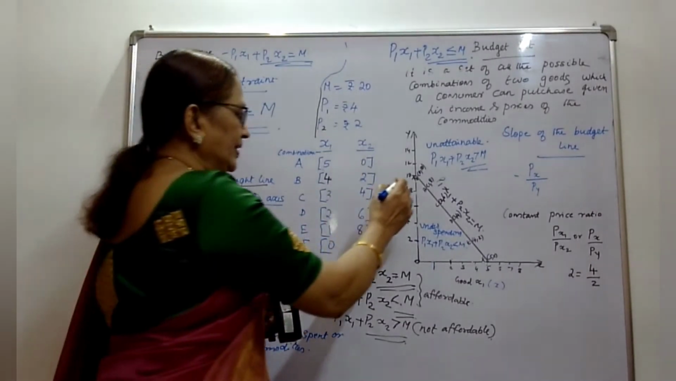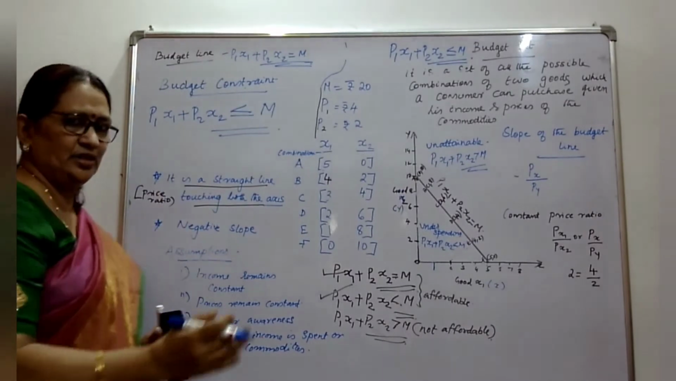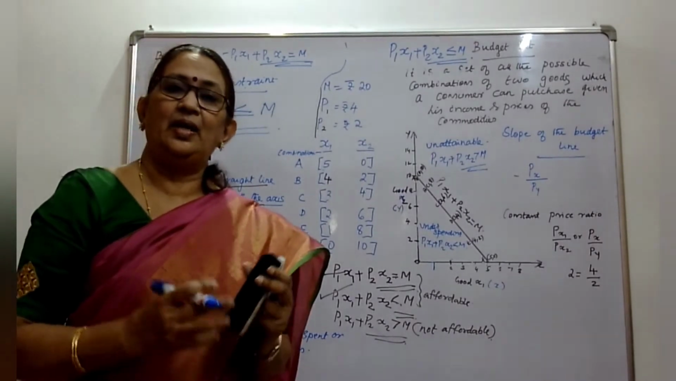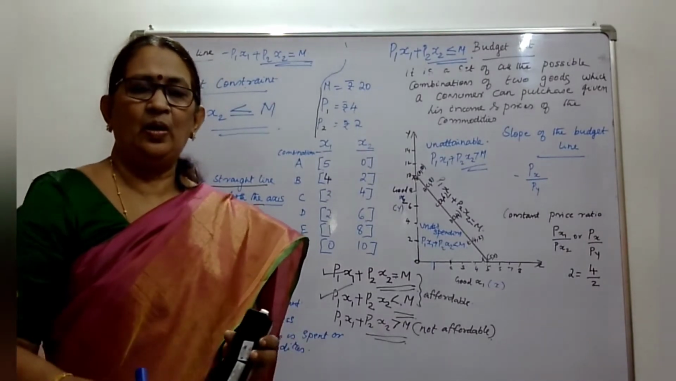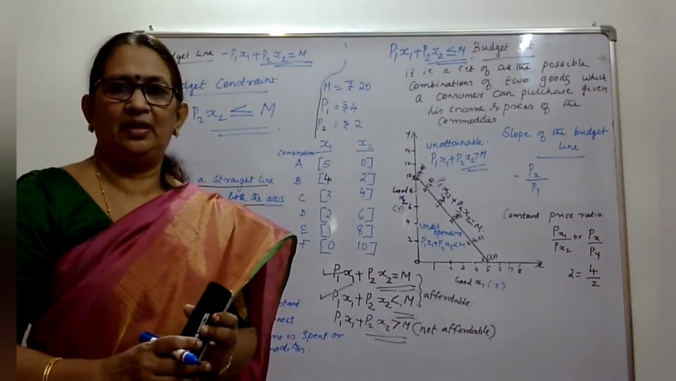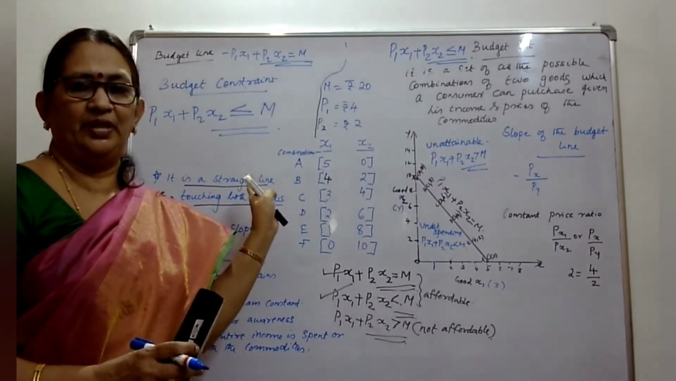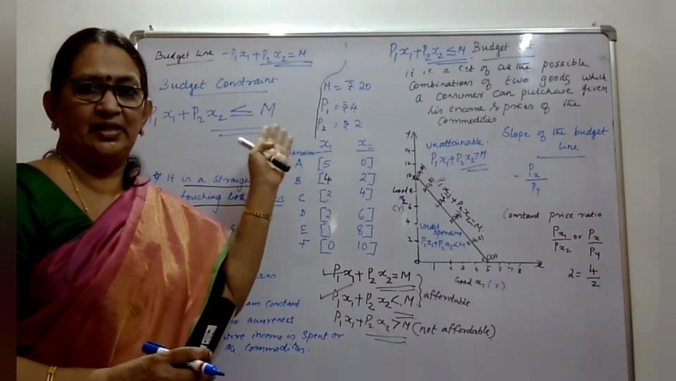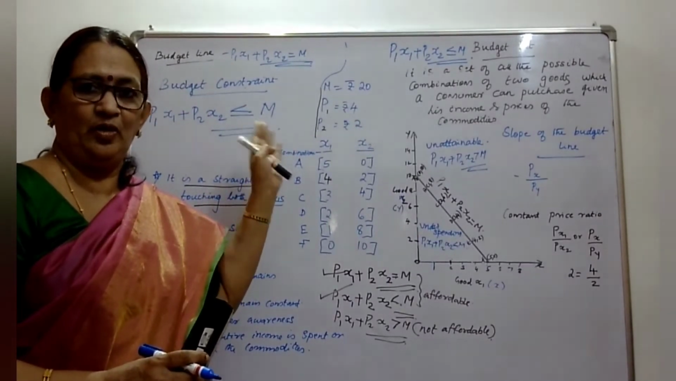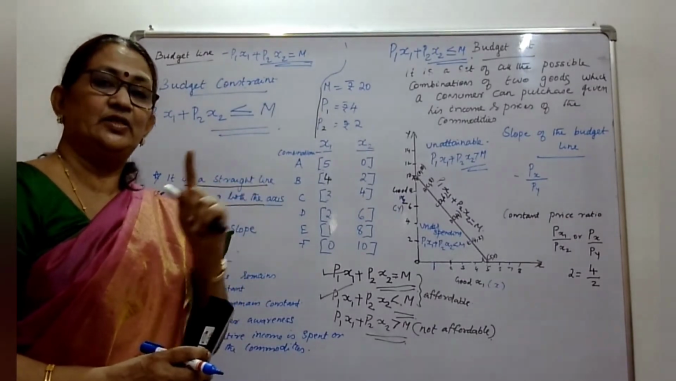But you get a straight line. What is the reason for the straight line? You have seen many downward sloping curves, convex to the origin or concave to the origin. But here it is a straight line downward sloping curve. What is the reason for downward sloping? Inverse relation between the quantity purchased of 2 commodities. Why is that downward sloping curve a straight line?